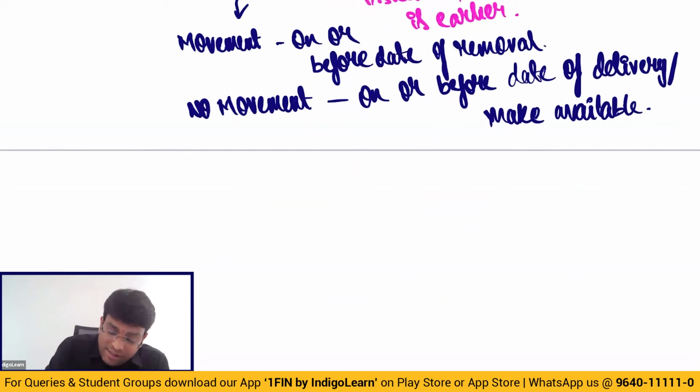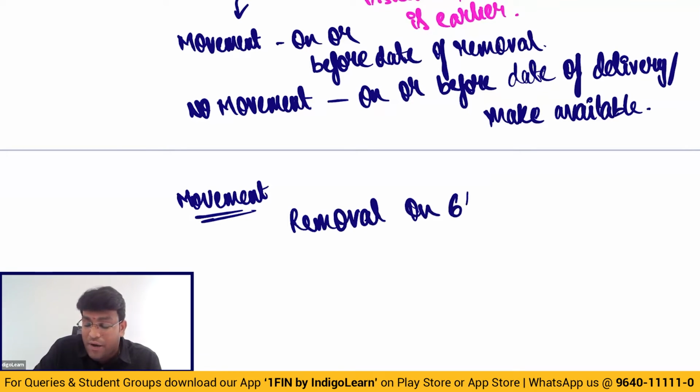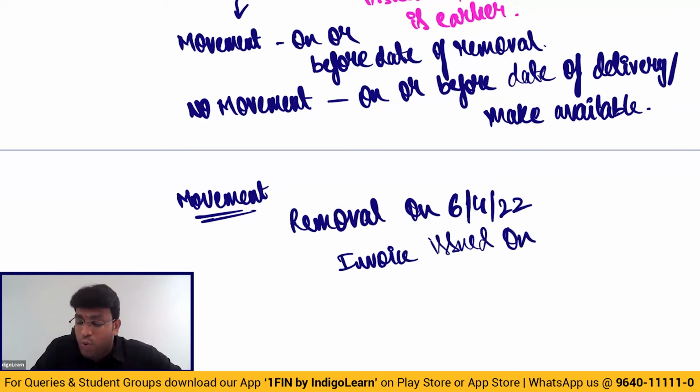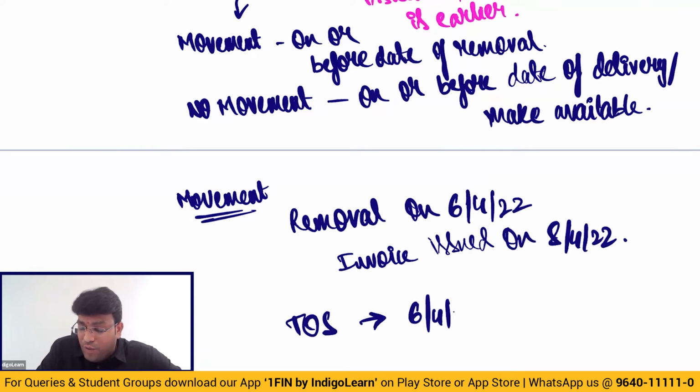So for example, my dear friends, assume for a second there is a movement of goods. Removal is done on 6/4/22, and the invoice is actually issued on 8/4/22. Then the law is telling us the time of supply will become 6/4/22, because the law clearly says the time of supply is the actual date of invoice or the last date when the invoice ought to have been issued, whichever is earlier.